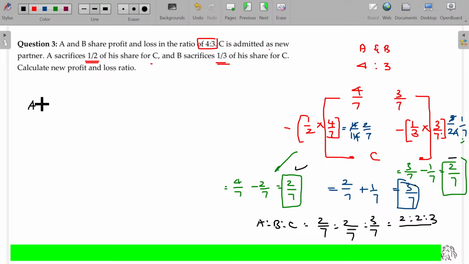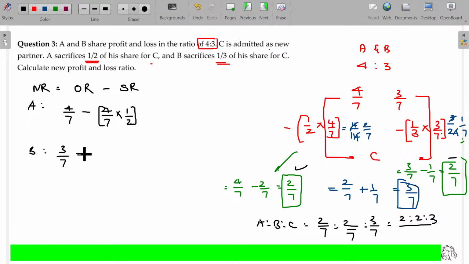Okay, for A, old ratio minus sacrificing ratio. A, old ratio being 4/7, what he sacrifices from the old ratio, 1/2 is sacrificed. That's how you can write. New ratio is equal to the old ratio minus sacrificing ratio, what he offered to the others. In case of B, the same way, 3/7, what he sacrifices in his own ratio, 1/3 is sacrificed. Okay, so it's a professional way of writing.